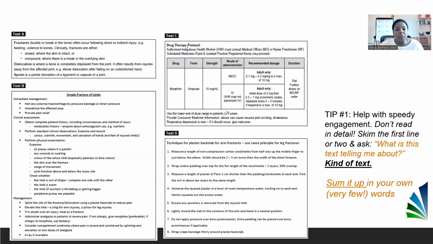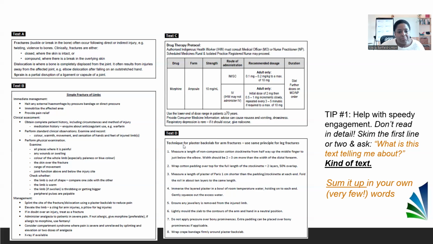Let's go over to text C. Drug treatment protocol. Well, that's an easy and straightforward one. It tells you in the title what it's about. But just a quick scan here, you're seeing it tells you the drugs, it tells you dosages even, lots of details, and there's some stuff written here, respiratory depression, so it's talking about some negative stuff as well. How would you summarize that?